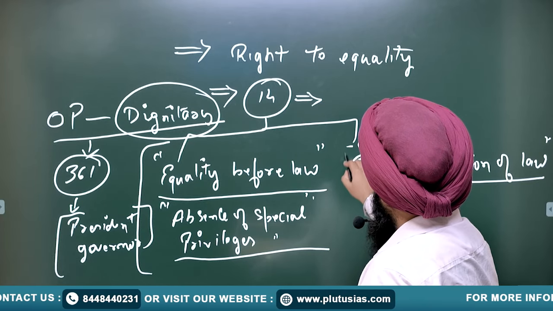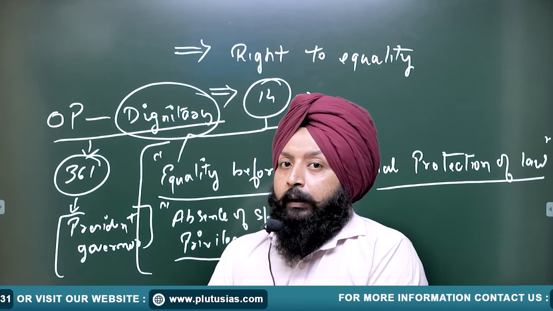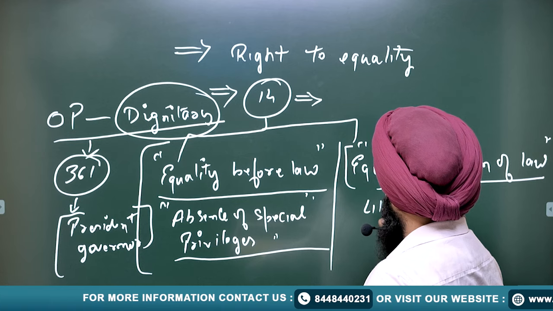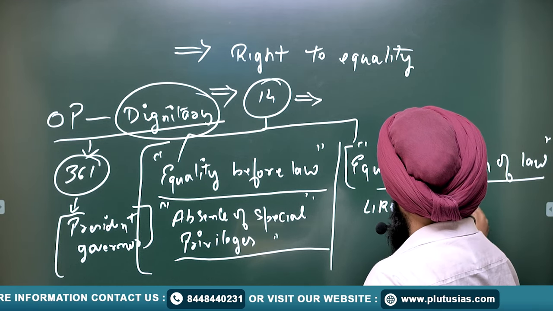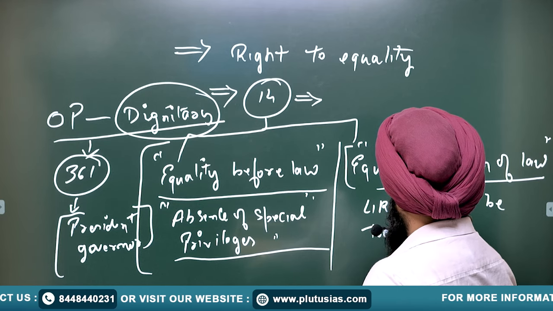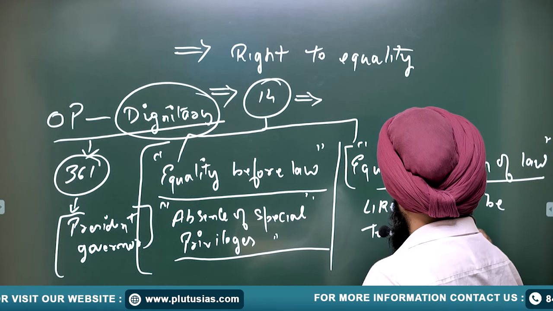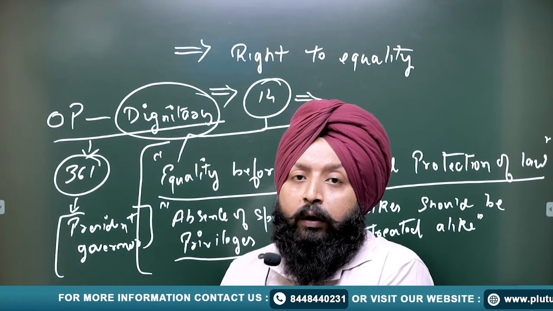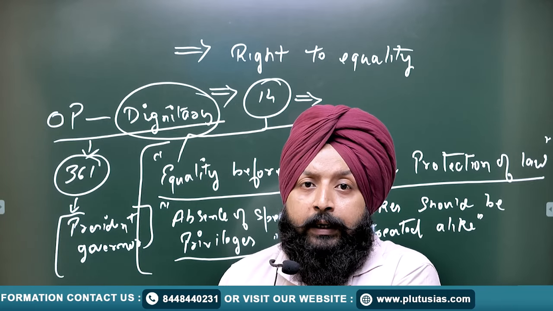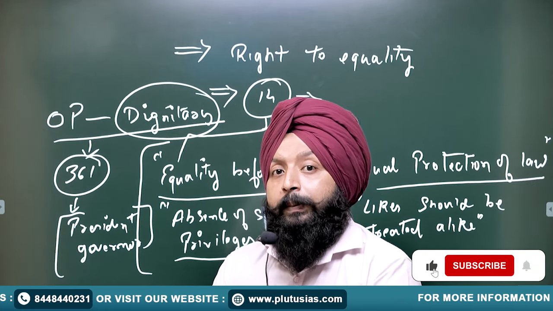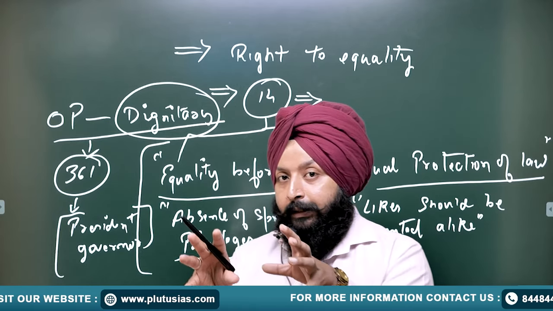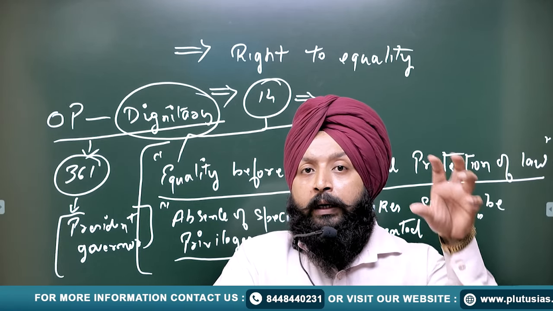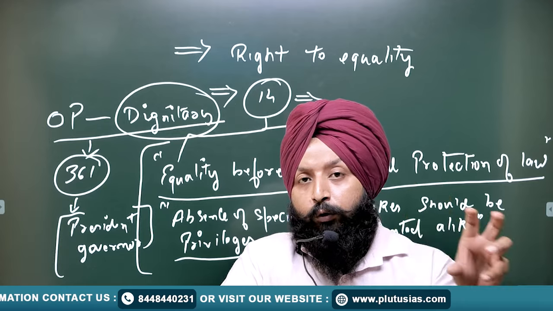Secondly, more important concept is equal protection of law. Now the equal protection of law states that likes should be treated alike. That means, as further moving into the concept of equality before law, equal protection of law states that likes should be treated alike. That means people who are situated in similar circumstances, the concept of equality states that they should be treated equally from the point of view of law.